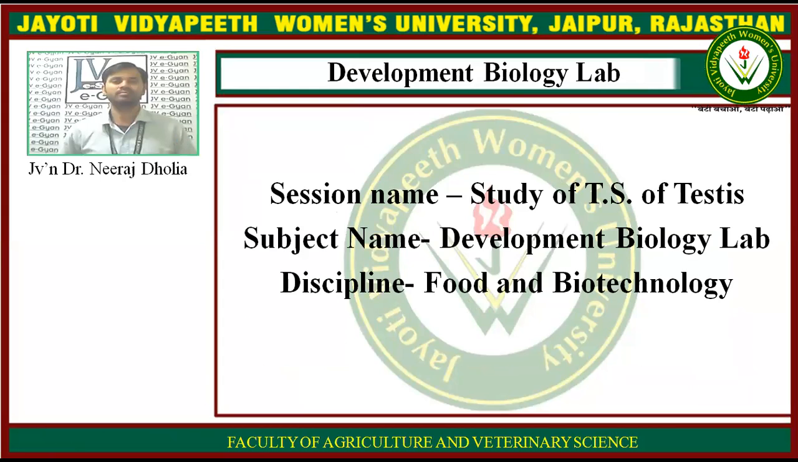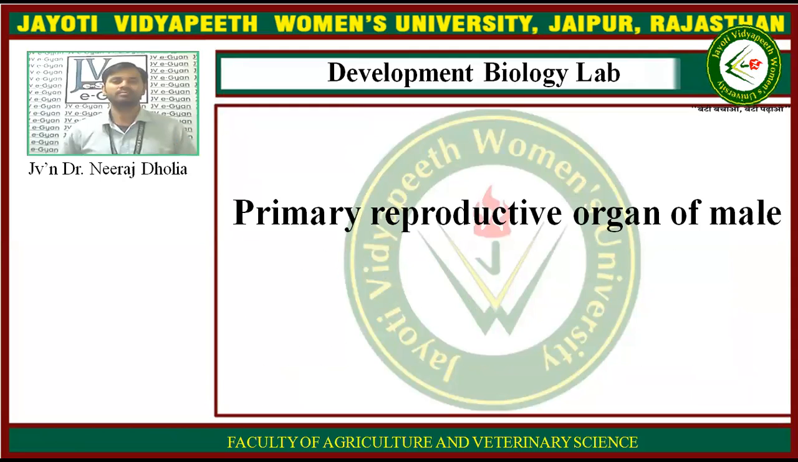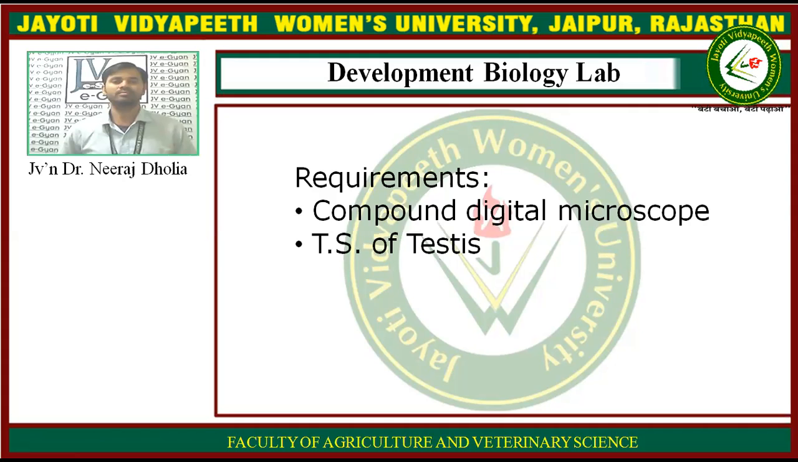So for the study of TS of testis, we have a basic idea about this organ. This is the primary reproductive organ of a male. Primary reproductive organ means it will produce the gametes. For performing this experiment, you need two things. One is the TS of testis, either mice or rabbit or rat or human. So you need a compound microscope. A digital microscope will be better, so that you can take the images, and you need a tissue paper for wiping the lenses, slides, etc.